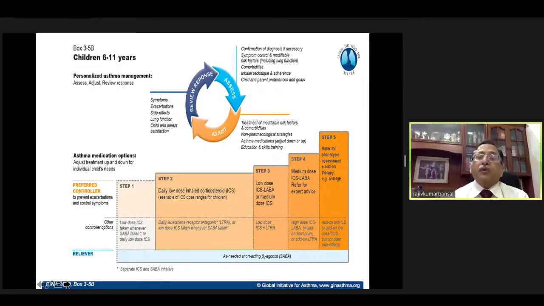So you can utilize this beautifully written treatise from China, where they have clearly told us how to manage our patients of asthma in 6 to 11 years of age, adolescents and adults, where we have to review the response, assess, and adjust the treatment, and then maybe go from step one, step two, step three, step four, and step five. Certainly, what I have already told you will go a long way if, right from the beginning, you make them understand the correct technique and the correct way of adherence. We need to assess, adjust, and review on a regular basis.